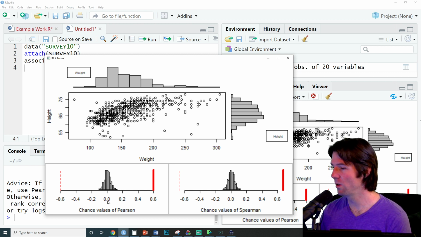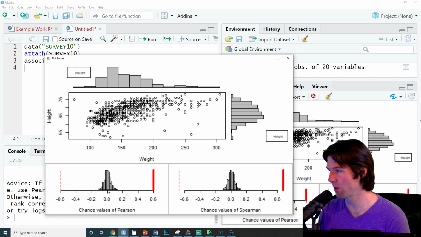And so the correlation is assumed to be 0. Does everyone see how this is centered at 0? P-values need to be less than 0.05. The p-value here is being shown to you. Do you see any values outside of these lines? Like any things that are as extreme or more extreme than this?